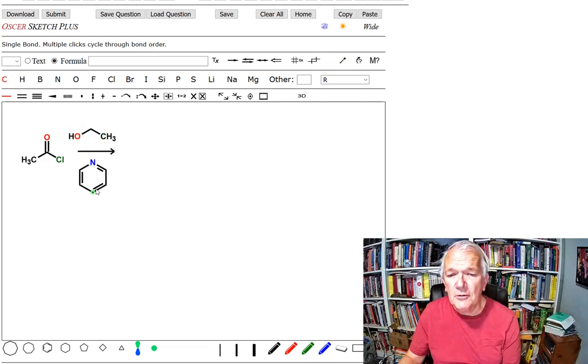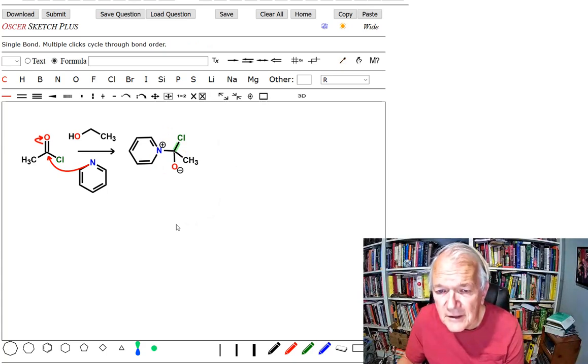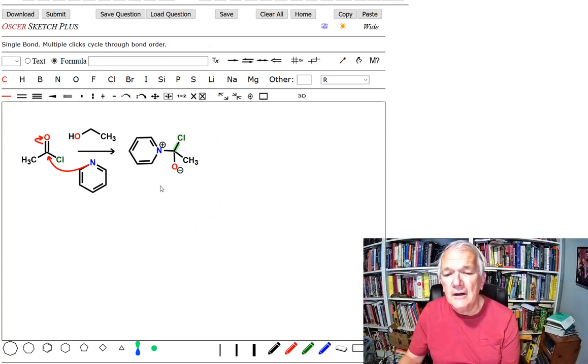So we're going to do the same reaction, but we're going to do it in the presence of pyridine as a base. Now, when you have this and you look at it, the problem here is ethanol is no longer the best nucleophile. Pyridine is the best nucleophile, so it's going to change the mechanism completely. The pyridine is going to attack the carbonyl, and we're going to form this strange-looking tetrahedral intermediate with a pyridine on here.